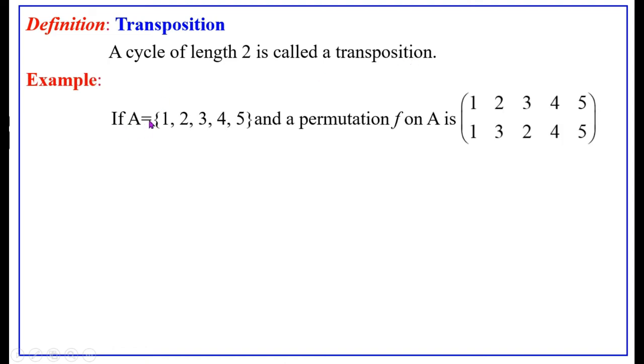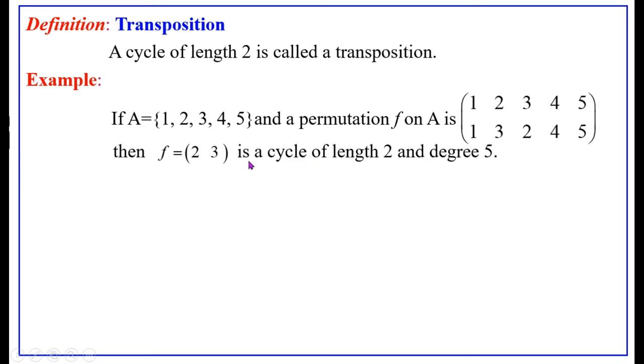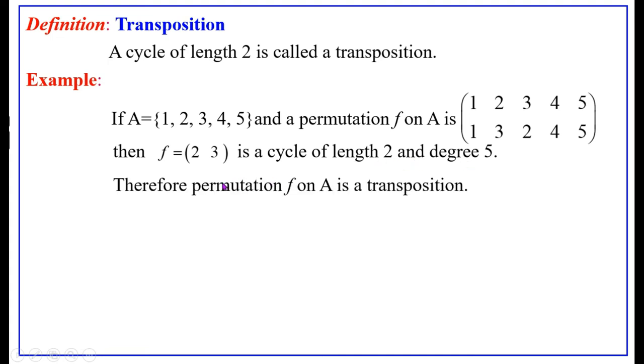Example. If A is equal to the set having elements 1, 2, 3, 4, 5 and a permutation f on A is (1, 2, 3, 4, 5 goes to 1, 3, 2, 4, 5). Here the elements 1, 4, 5 remain unchanged. Therefore, we can write this as 2 goes to 3, 3 goes to 2. Therefore, this f can be written as a cycle of length 2, namely the cycle (2, 3). Since this cycle has only two elements, namely 2 and 3, whose length is 2, this f is a transposition. So f is a cycle of length 2 and degree 5. Therefore, permutation f on A is a transposition.